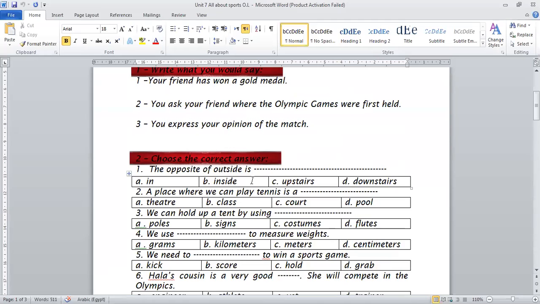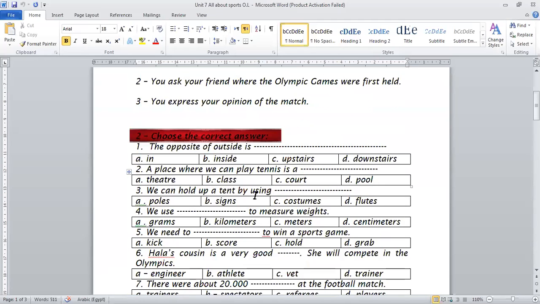Number 2. You ask your friend where the Olympic Games were first held. How can you make the question? You just ask a question: Where were the first Olympic Games held? Very good. Where were the Olympic Games first held? This is a question. Okay.